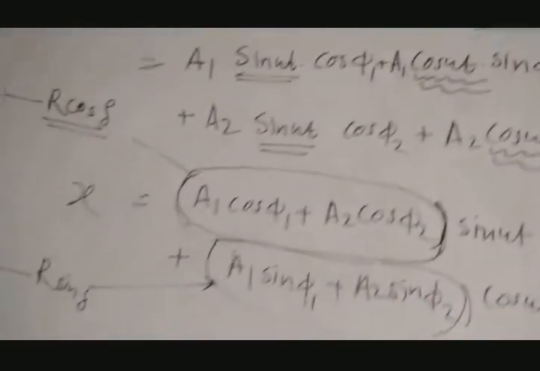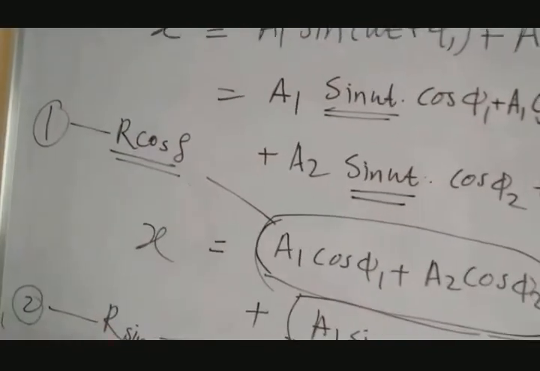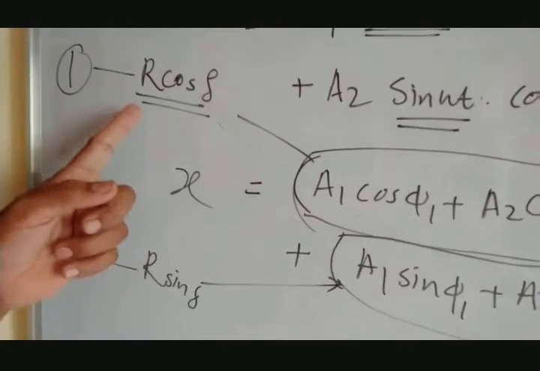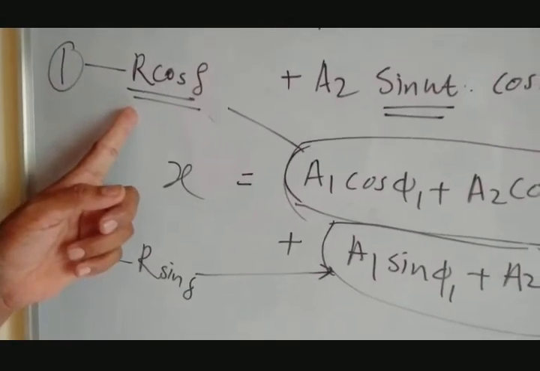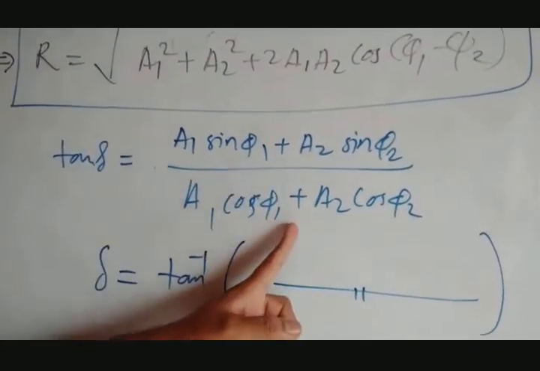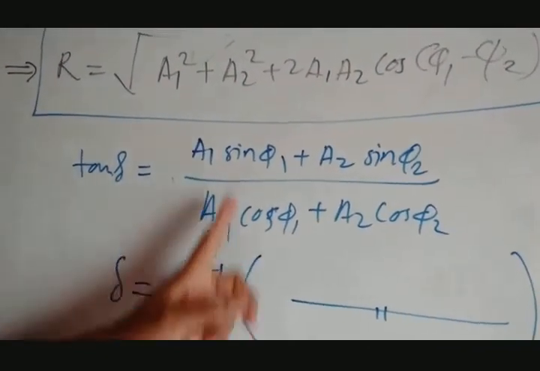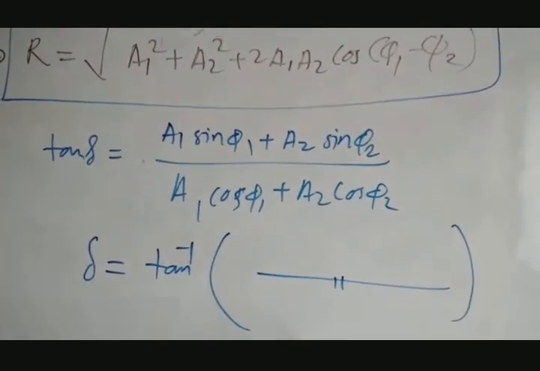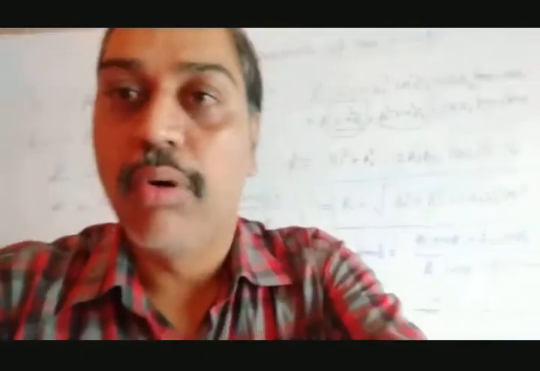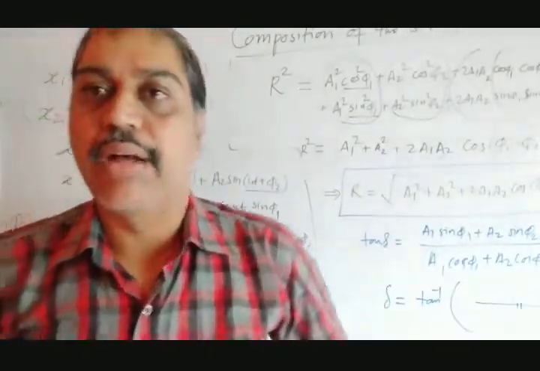Similarly you can find out this delta. For that, divide equation 2 by equation 1. R sin delta by r cos delta. R gets cancelled out. Sin divided by cos is tan. So here we get tan delta equal to this thing. Delta equal to tan inverse of the same bracket. That will give the value of delta, the phase difference. I hope you got how we have derived the equations.